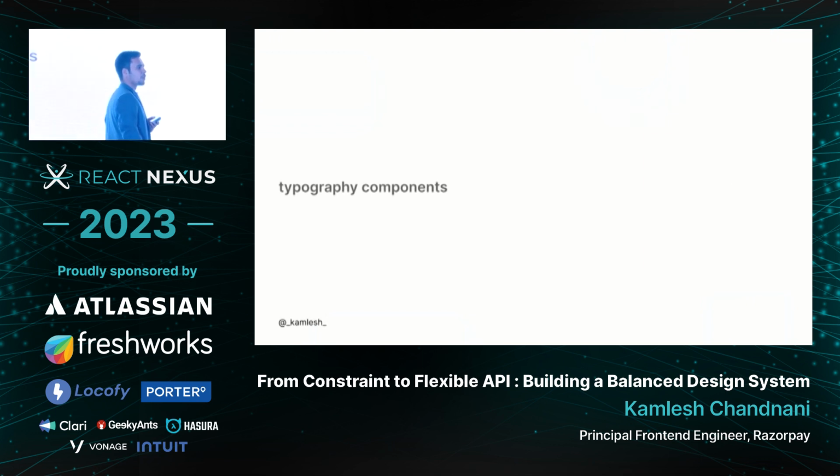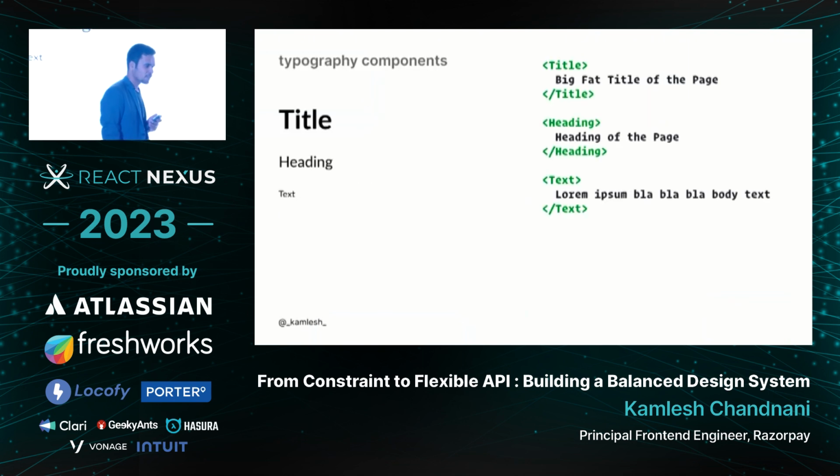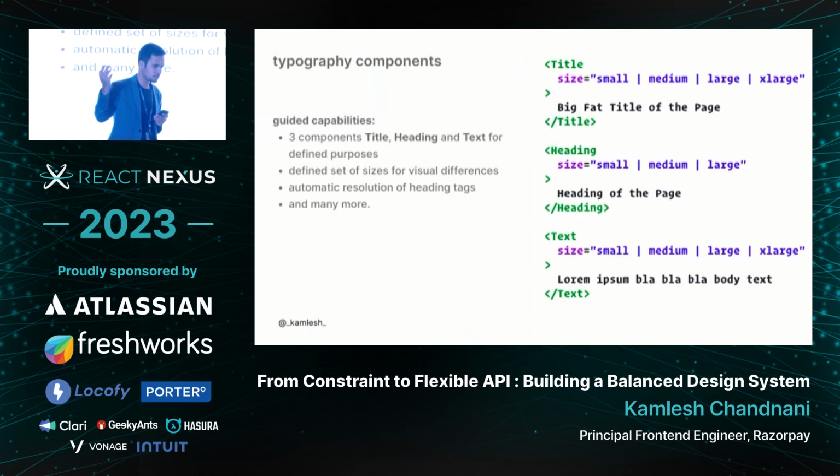Let's start with typography components, the easiest one of all and the most used component. We had 3 typography components: title, heading, and text. All 3 of them had different use cases. You would use title for your above the fold titles or the headings in your landing pages. You would use headings for describing different sections of the page. And then you would use text for everything else, also the body text, right?